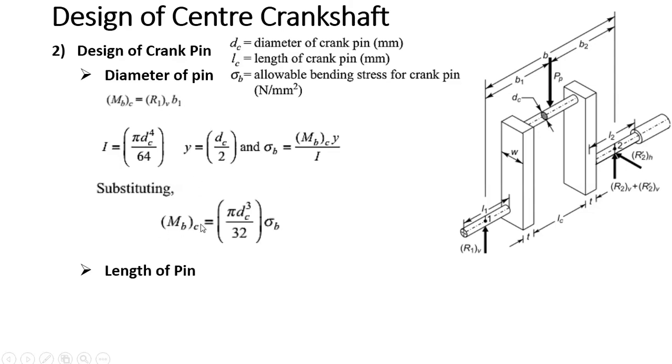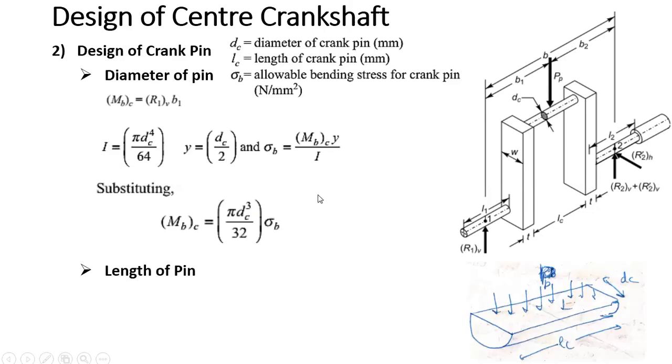So for the maximum bending moment you put R1V into B1. I, for a circular section, is pi DC to the power 4 by 64. Y is the position from the neutral axis, the maximum displacement, which is always at the outer surface, so Y is equal to DC by 2. Sigma B is the bending stress, again from the bending equation M upon I equal to sigma upon Y. On rearranging this you will get this expression, and since you know everything else, you want to calculate only DC, the diameter of the pin.